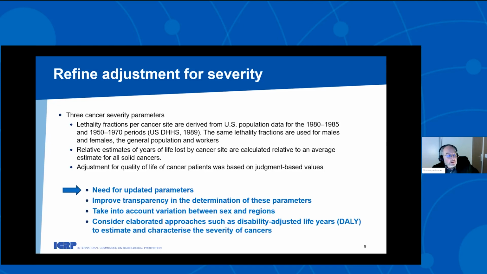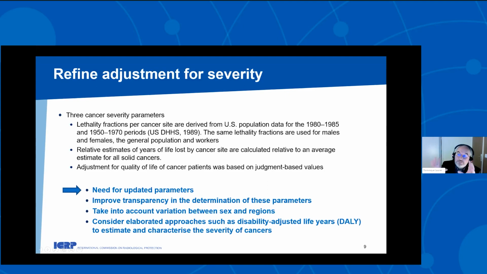So for these severity parameters, we consider that there is also a need for update of the different parameters, also a need to improve the transparency in the determination of these parameters, especially citing the data sources, to take into account variation between sex and regions, which is not the case at the time being, and to consider also elaborated approaches, such as the disability adjusted life years, the DALY, to estimate and characterize the severity of cancers.